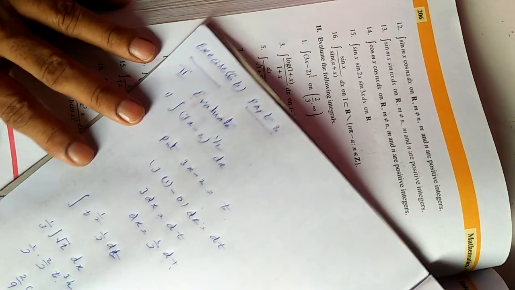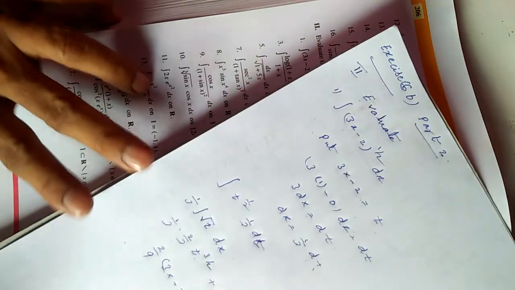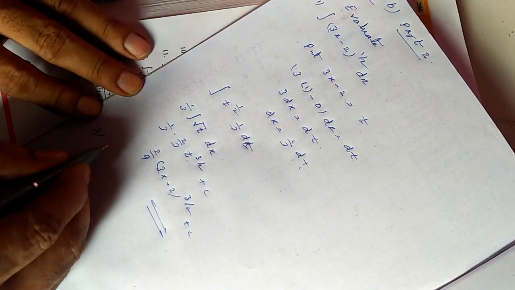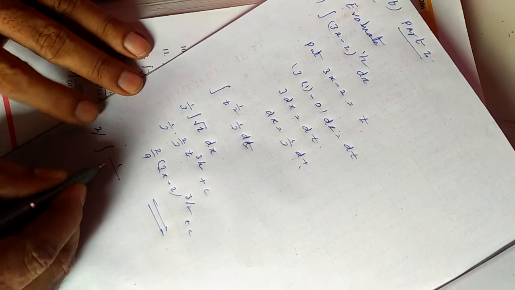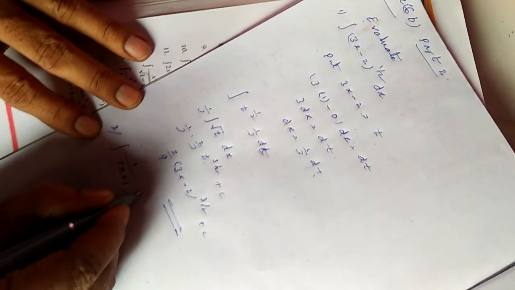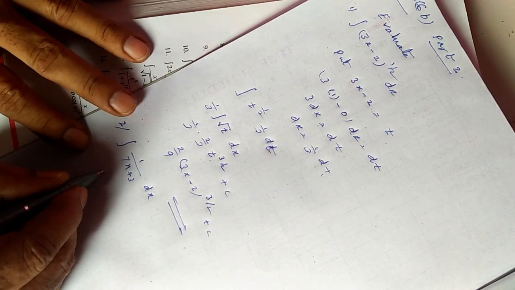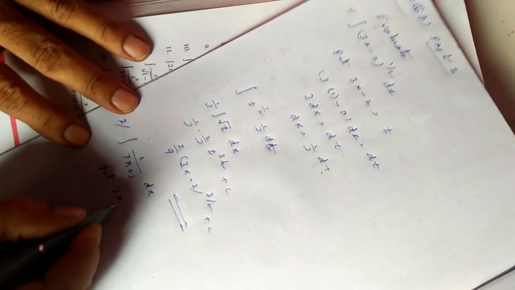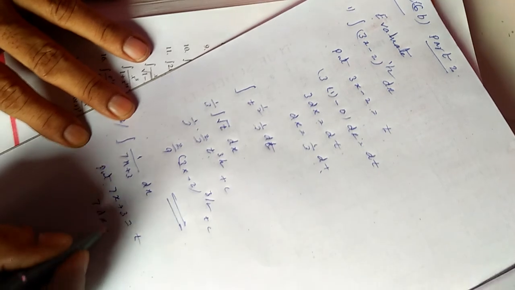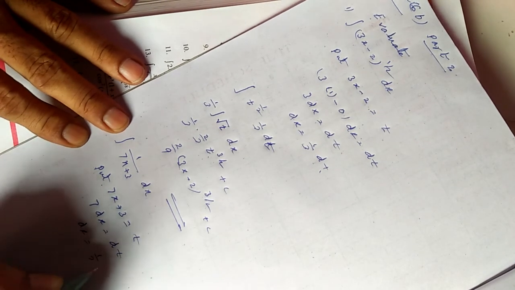Now second problem. What is the second problem? Integration 1 by 7x plus 3 dx. How will we do this one also? Take the 7x plus 3, put 7x plus 3 is equal to t. So 7 dx is equal to dt, the 3 is 0 here, or dx is equal to 1 by 7 dt.